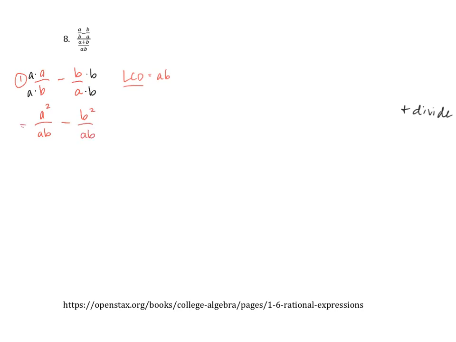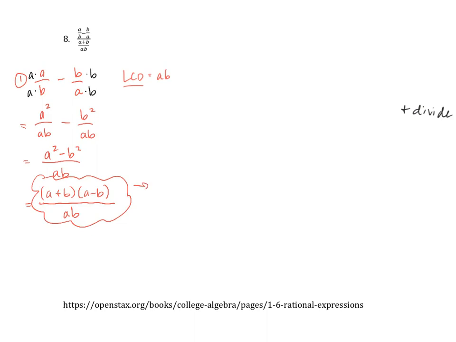And so then since I have a common denominator, I can combine those. So A squared minus B squared over AB. And then I want to factor. So this will be A plus B times A minus B, because that's a difference of squares, over AB. All right, so there is the first step. That's my numerator. The second step is looking at the denominator. So I have A plus B over AB. Well, I already have one fraction here. There's nothing to add or subtract. It's already been done. So this is the denominator.